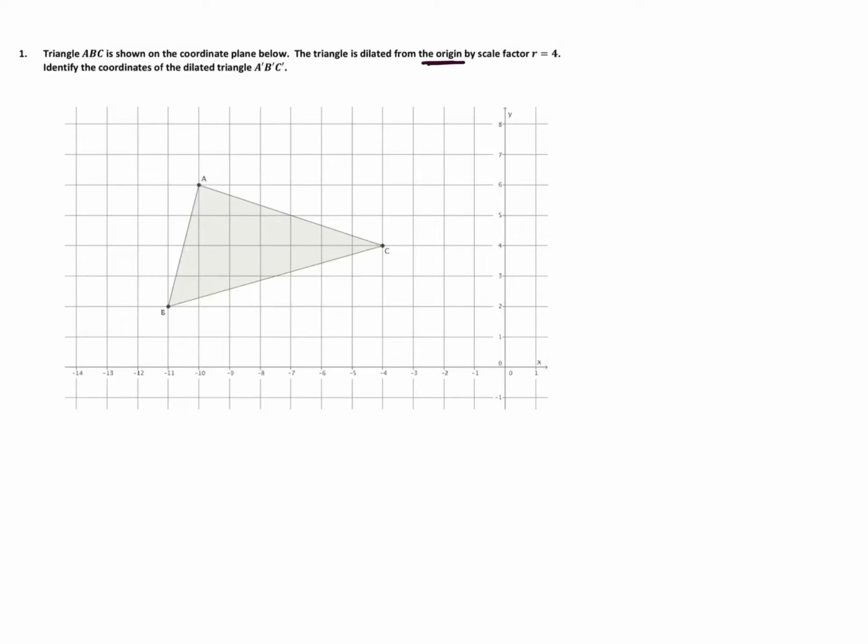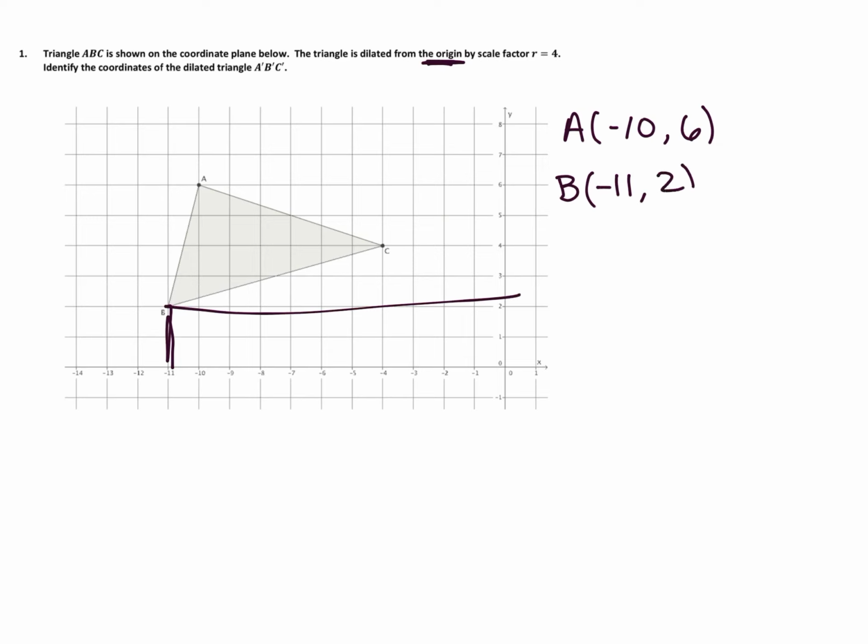When something is dilated from the origin, all we have to do is multiply the coordinates by the scale factor. So A has the coordinates -10, +6. B has the coordinates -11, +2. And C has the coordinates -4, +4.